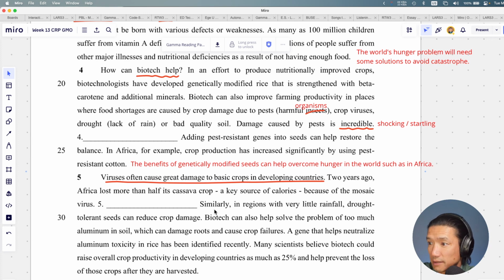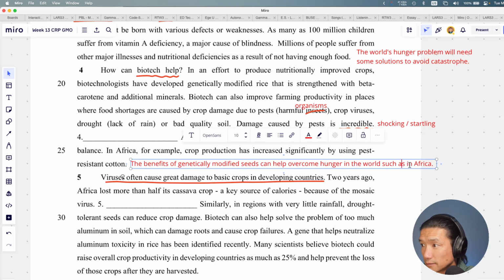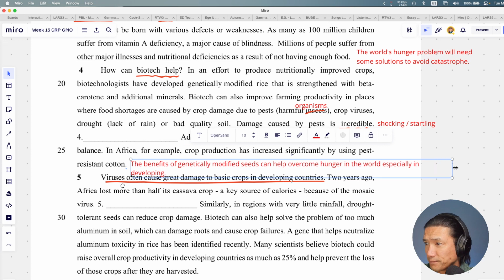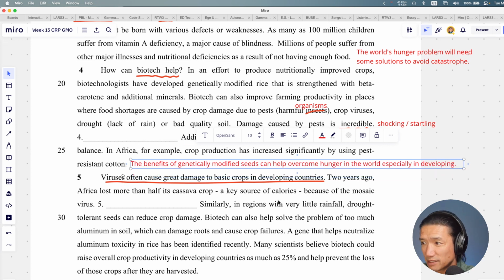Similarly, in regions with very little rainfall, drought-tolerant seeds can reduce crop damage. I guess it's not only talking about Africa. Talking about developing. Let's say especially, sorry, yeah, in developing countries, because this next paragraph is focused on developing countries, right? It's nice to brainstorm. Let's brainstorm with one brain.